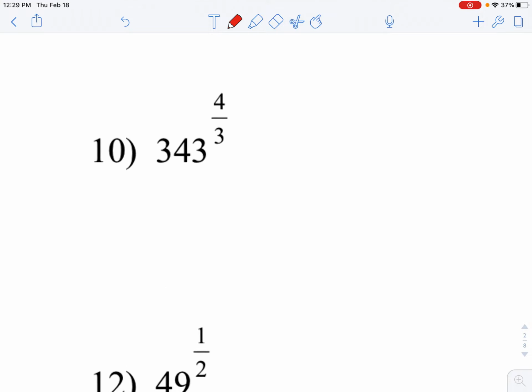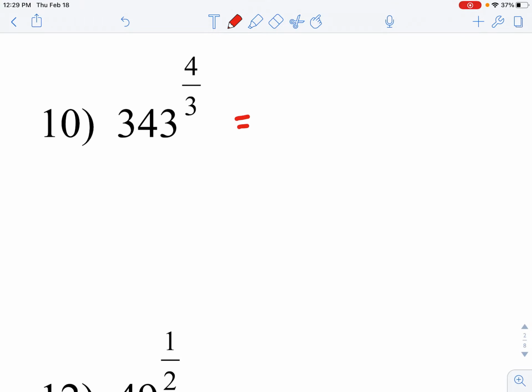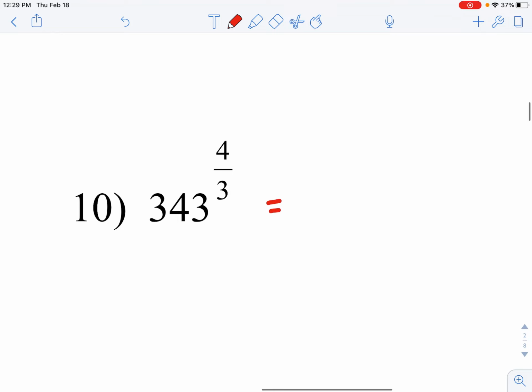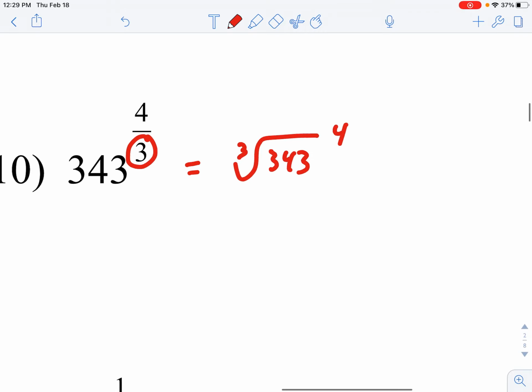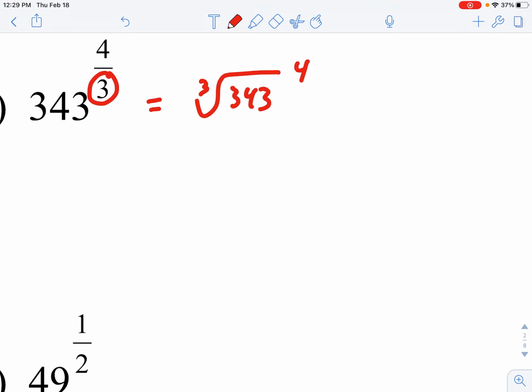343 to the 4/3 power. Well, I'm going to do what I did up here, even though I don't technically have to. I just want to, okay? So this is a 3rd root of 343 raised to the 4th power. So if you were trying to think this through, like, wow, what is 343 raised to the 4/3 power? Is this some sort of thing I can calculate?